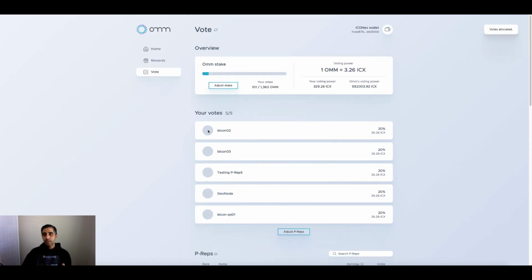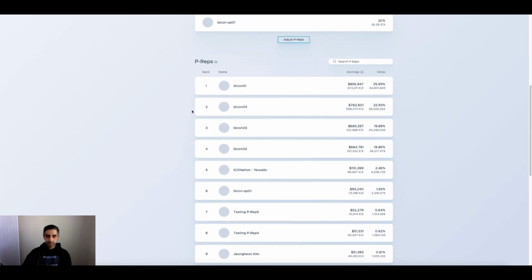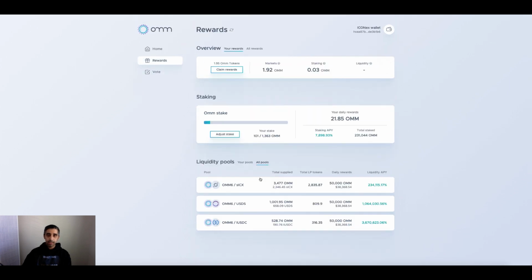Done. So not only do you get staking rewards for actually staking OM, you don't have to put anything into liquidity or risk impermanent loss, any of that stuff, just by staking OM. And at the same time, you can reallocate based on your stakage. You can pick where the ICX gets divided to, which 5 PREPs it gets sent to. So that's great.